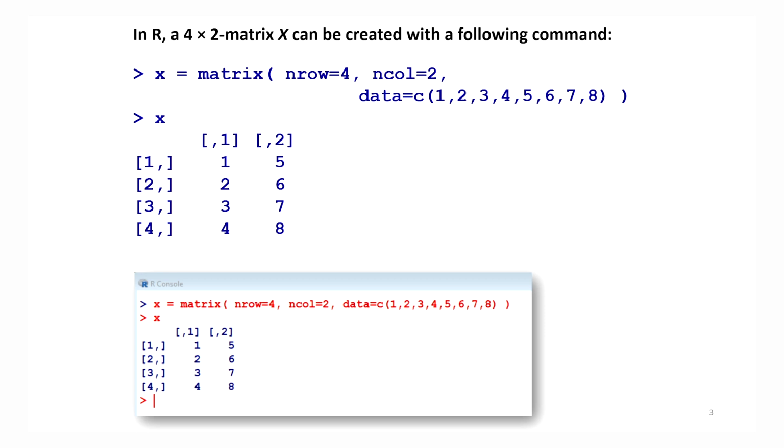So, suppose if I want to create a 4 by 2 matrix, that means 4 rows and 2 columns. So if you try to see, if there are 4 rows and 2 columns, then how many data entries you require. This will be 4 into 2, that is 8. So now I have to supply this information to the R software.